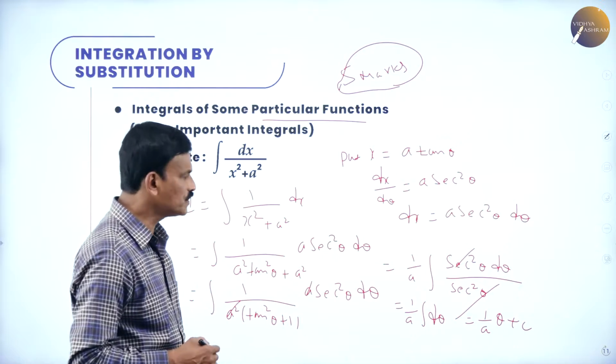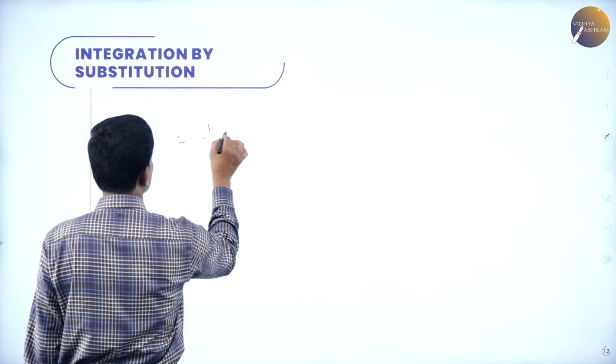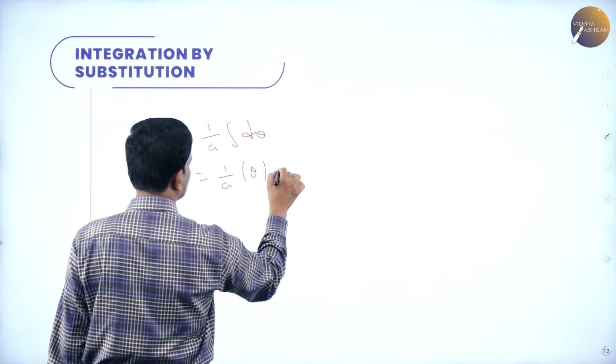Now, substitute the value of theta, that's it. Now, what is this equal to? The integral of 1 over a into d theta can be written as 1 over a into the integration of d theta, which is theta.